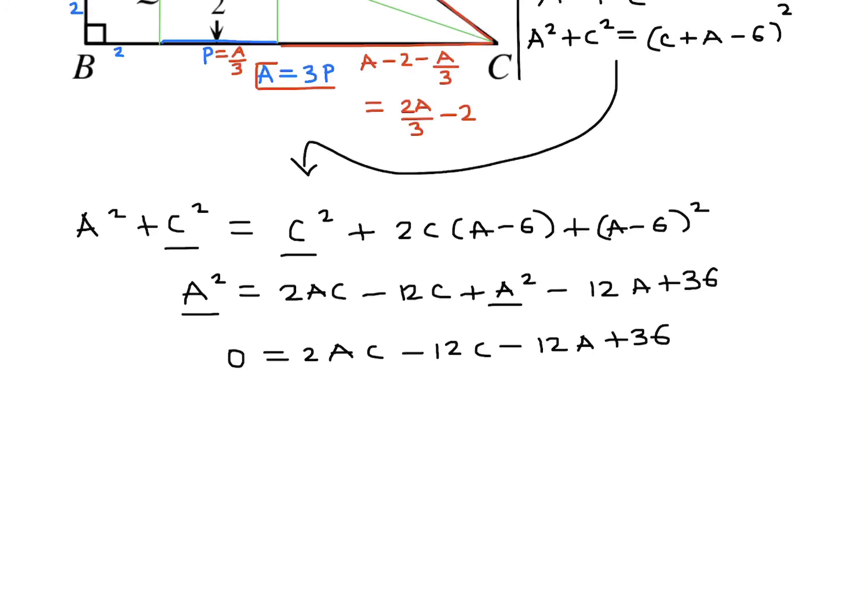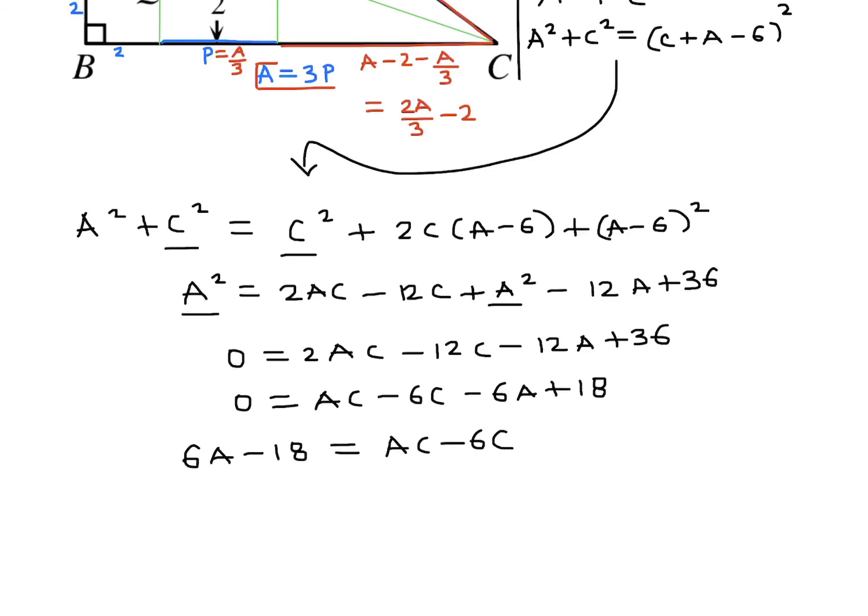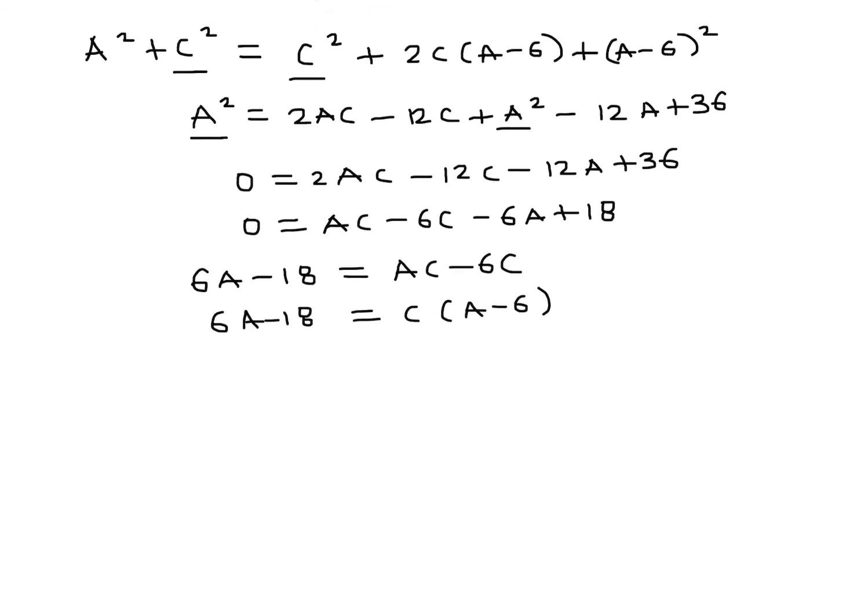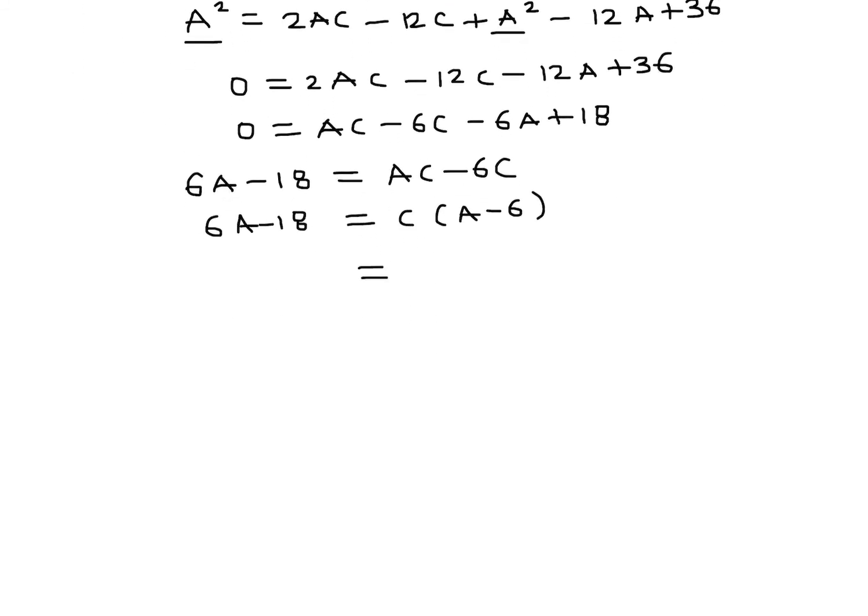And at this point, we can divide through by 2: ac minus 6c minus 6a plus 18. And I think we can get everything in terms of c. So let's put everything without the c on one side. That would be 6a minus 18, and that would leave ac minus 6c. And then we can factor the c: (a minus 6), like that. 6a minus 18. All right, things are looking like it's going to work out here.